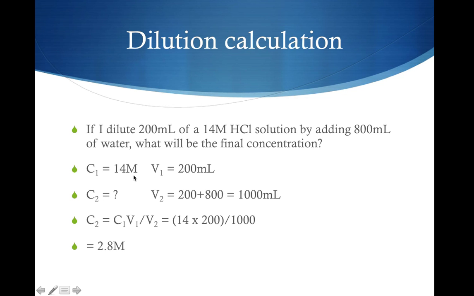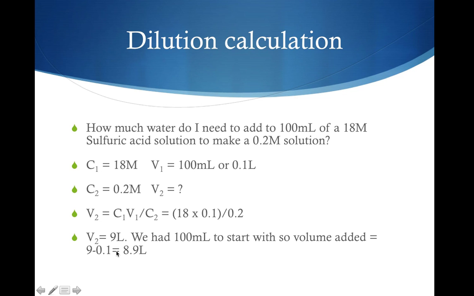So my C1 is 14, my V1 is 200, C2 we don't know, that's what we're looking for, and our V2 is these numbers added together. So our C2 is going to be equal to C1V1 over V2, which is going to give us 2.8 molar. And we can do the same thing here. Potentially we might be looking for the volume.